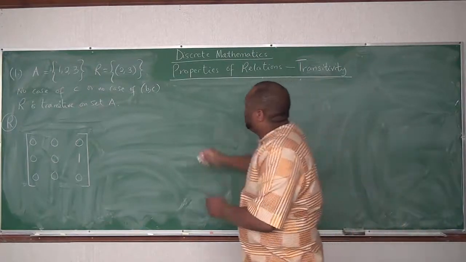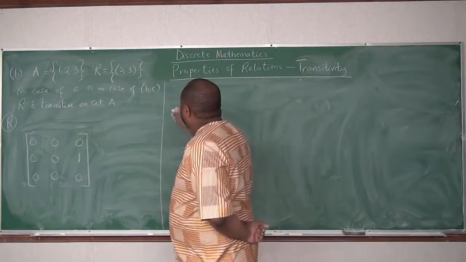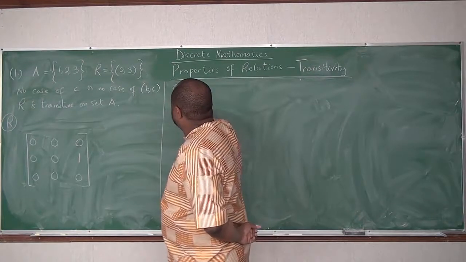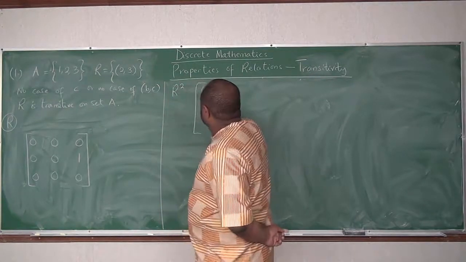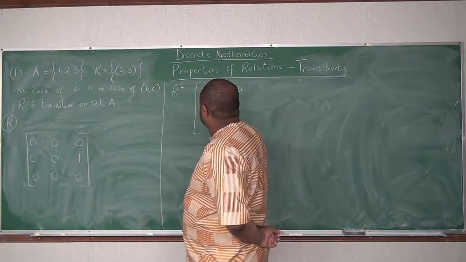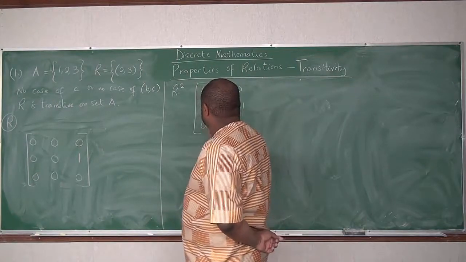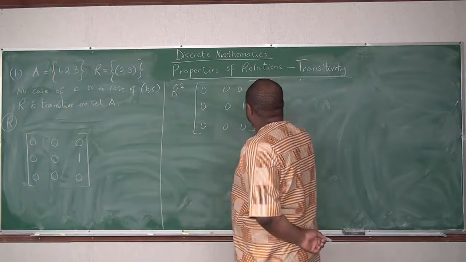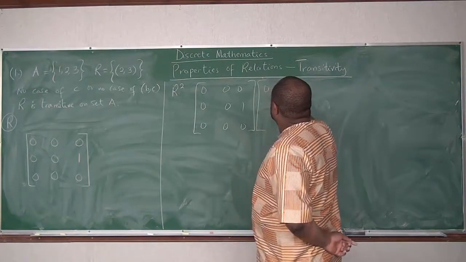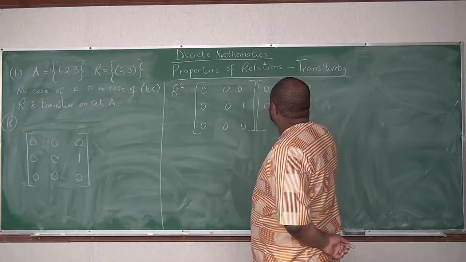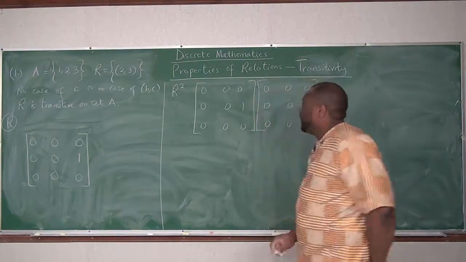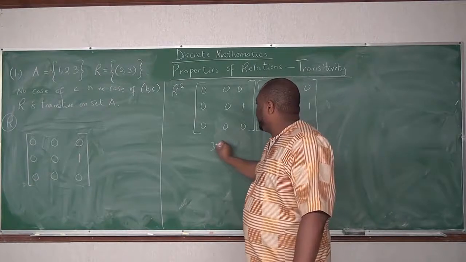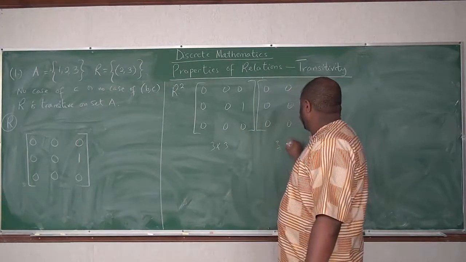So if we square this matrix, R squared, let's find R squared. So this will be the matrix 0, 0, 0, 0, 0, 1, 0, 0, 0 times 0, 0, 0, 0, 0, 1, 0, 0, 0. So this is a 3 by 3, and this is a 3 by 3.